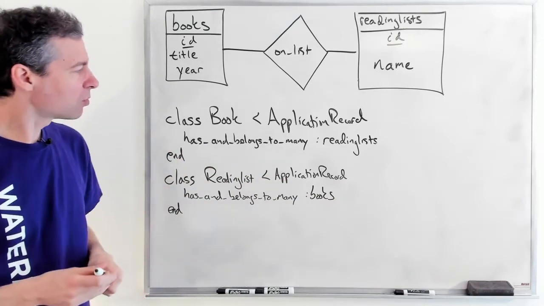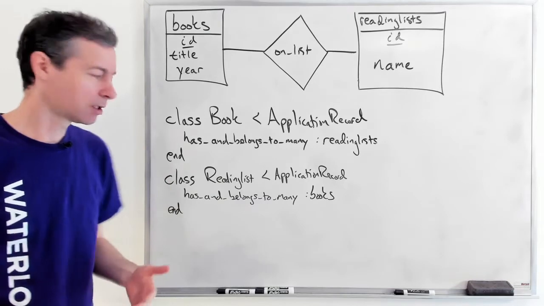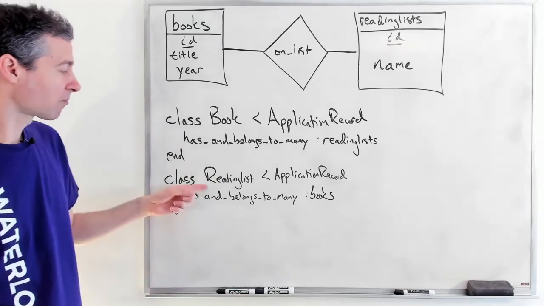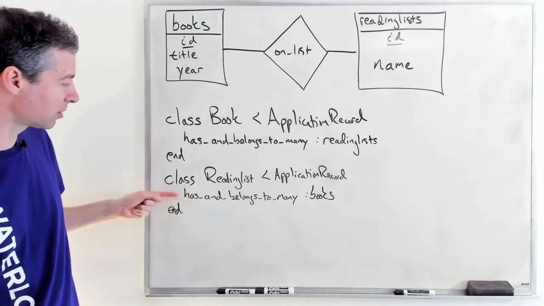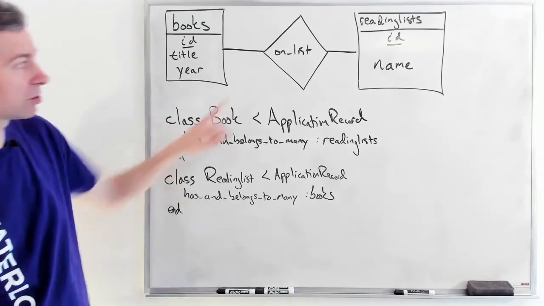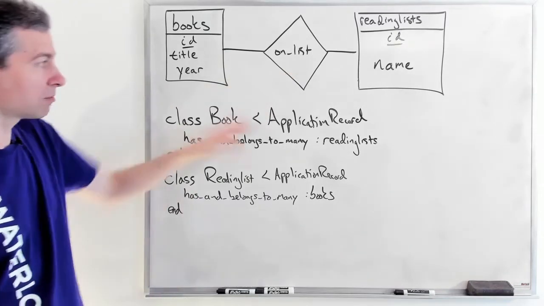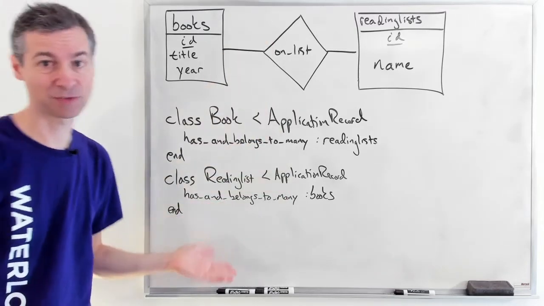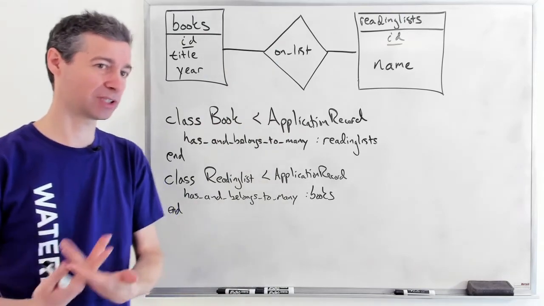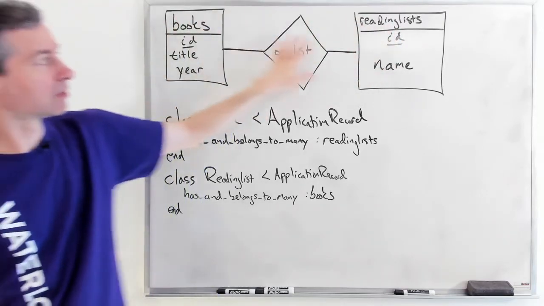But if we had a book, how could we find out what its reading lists are? Or if we had a reading list, how could we find the books on the reading list? Well, that's what we've done here. This is an association. This is one of them. This lets us set up a many-to-many relationship through a join table. All right. We don't name the join table. We have carefully made the join table with a name built out of the reading lists.